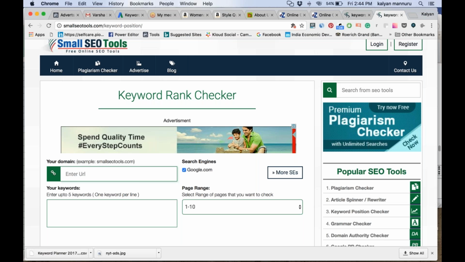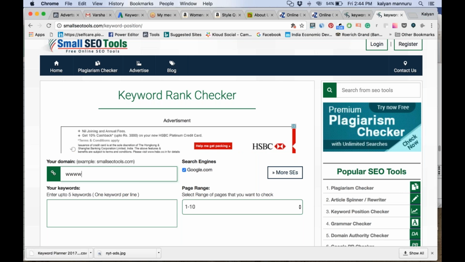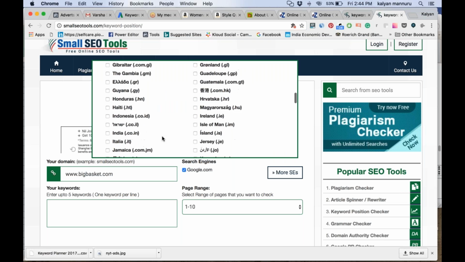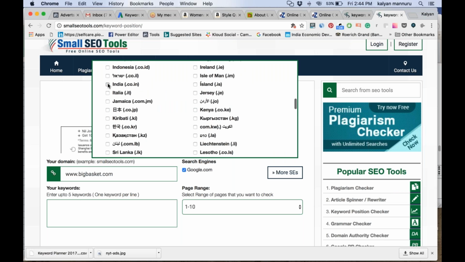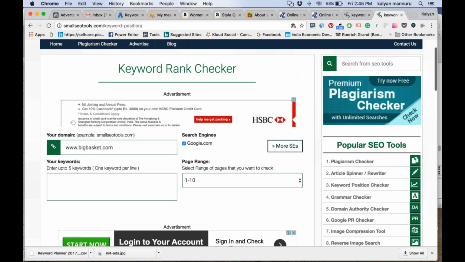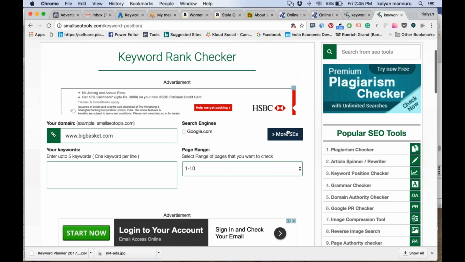I'm going to give my competitor URL, www.bigbasket.com is my competitor. Now it says it is going to search on google.com. However, we are from India, we need to select google.co.in. So I need to select more search engines to select India from the list. So India I have selected, closing it. So I'm removing google.com. google.co.in is already selected here inside.